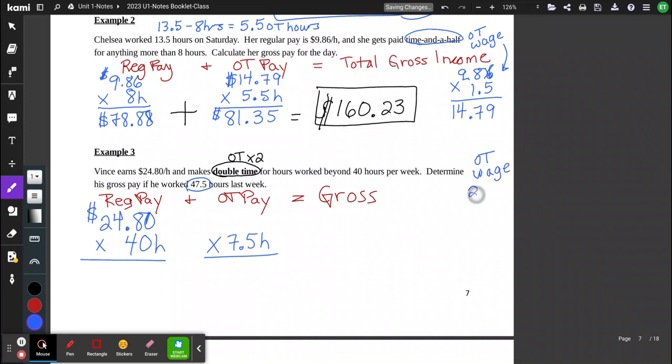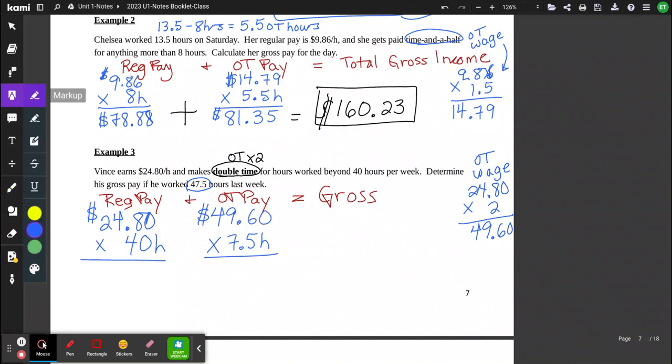So I'm going to take my $24.80 and instead of timesing it by 1.5, this time I times it by 2. And that's going to give me $49.60. So $24.80 times 2 is $49.60. Yep. So over here now we get $49.60 is our overtime rate of pay.